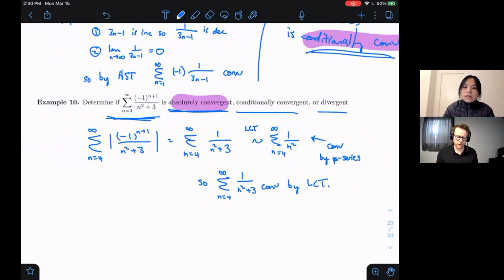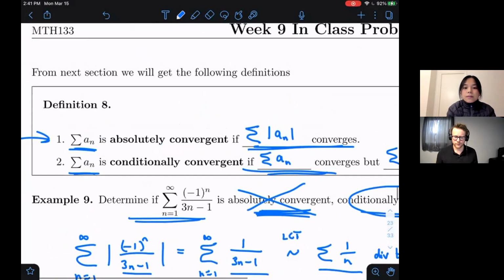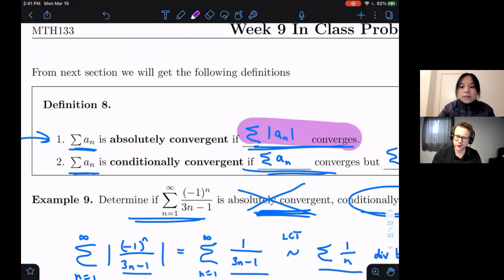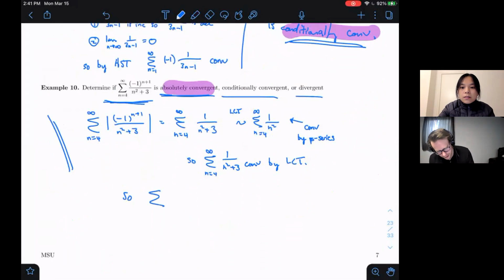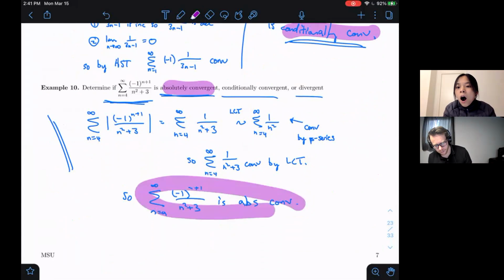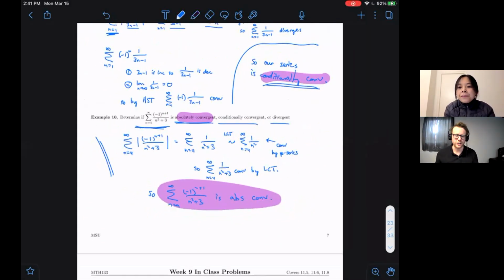So again, what we were able to show here is that when you take the absolute value of our series, it converges. Therefore, it is called absolutely convergent. And now I know exactly which bin this lives in. I don't have to do any more work. I don't have to check what happens if that absolute value wasn't there. So our series here, n equals 4 to infinity, negative 1 to the n plus 1 divided by n squared plus 3, is absolutely convergent, by definition. And that's why you can just end it there.